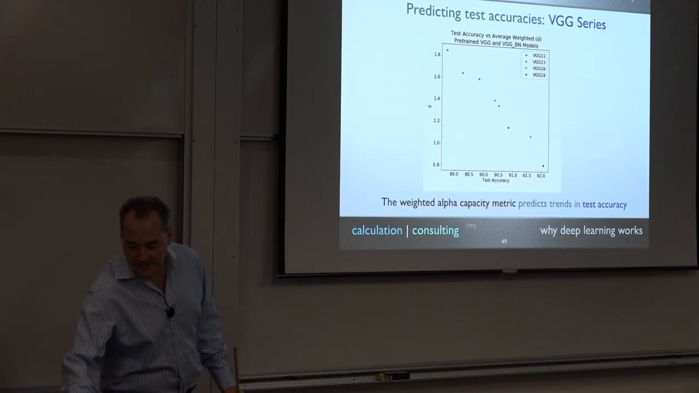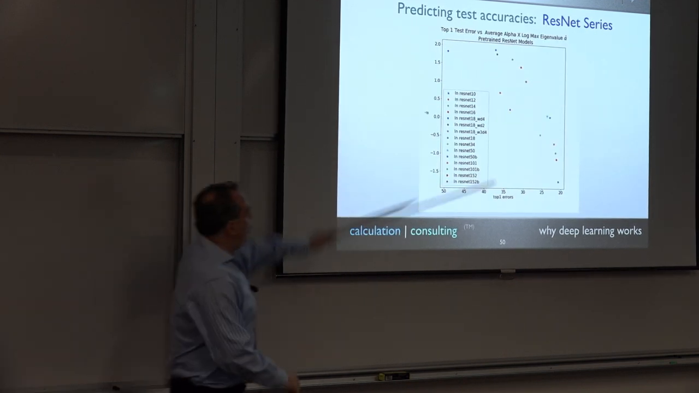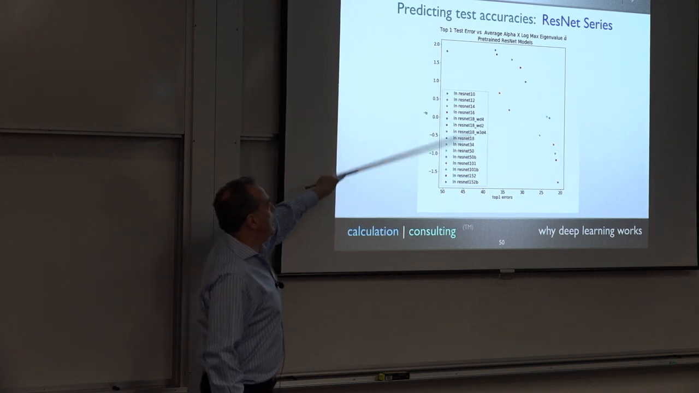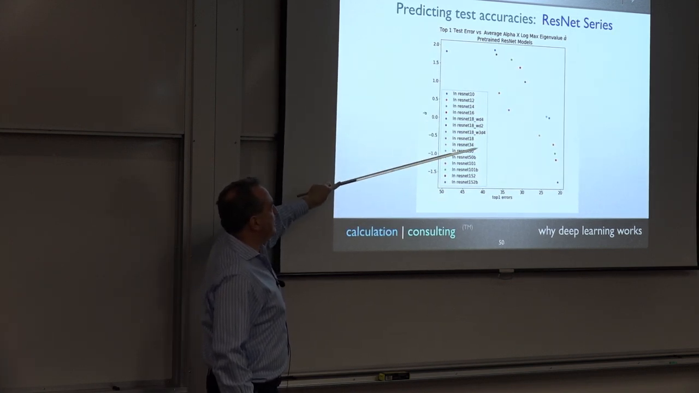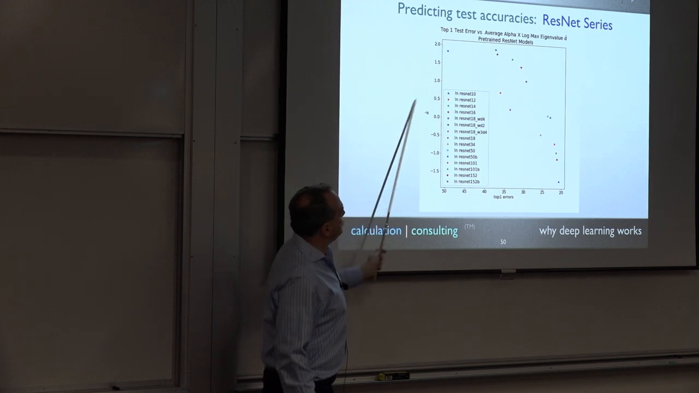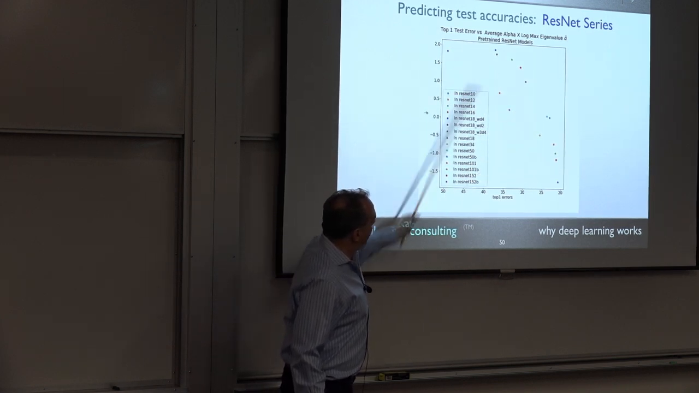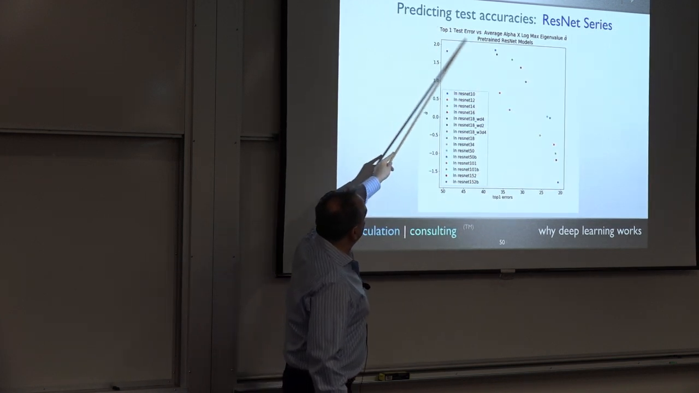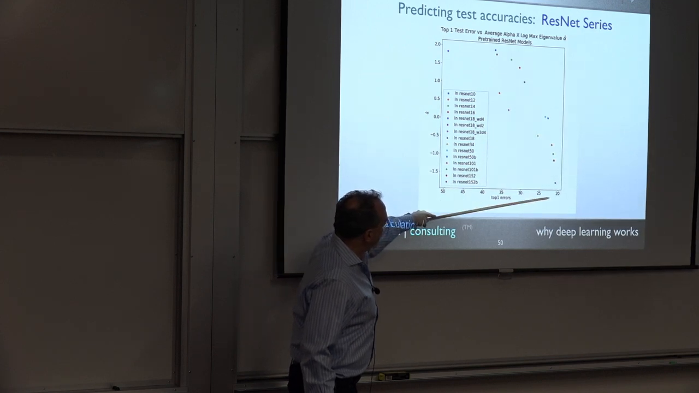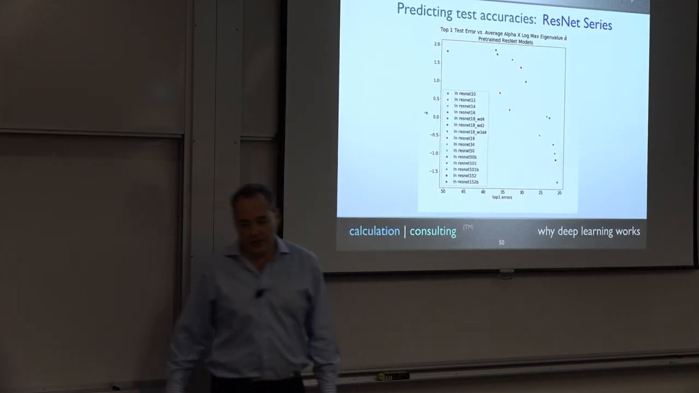If you do it for ResNet, and you look at the entire series of ResNet models, 10, 12, 14, 16, 18, 30, 50, you should see that as the error goes down, the average power law exponent goes down. The weighted average goes down. So it seems to work.